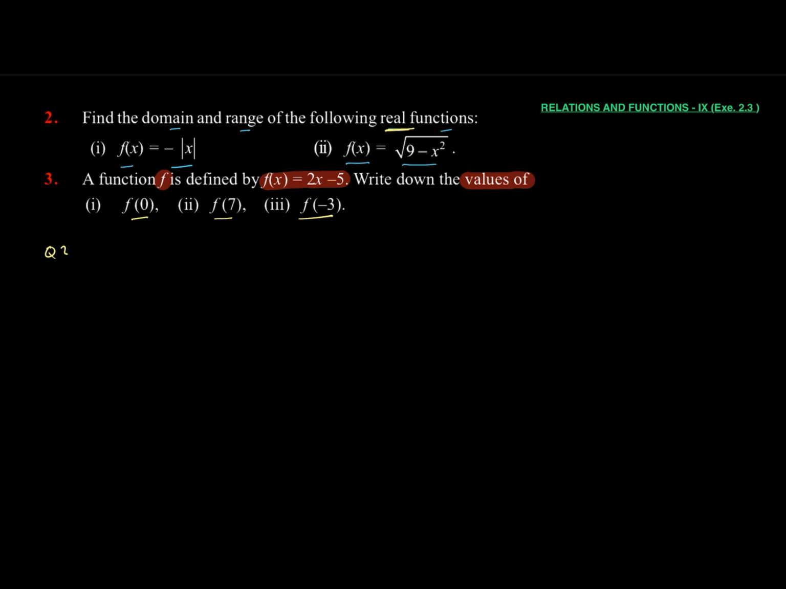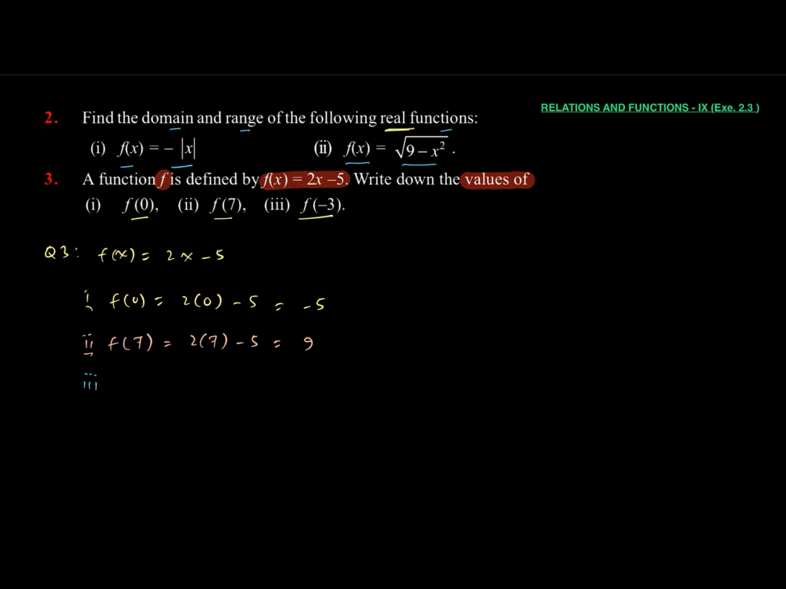So here in question number 3 we are given the function f of x equal to 2x minus 5. Now the first part is f of 0. So here we'll have to plug in the value of x as 0. So this will be equal to 2 times 0 minus 5 and that will be equal to -5. In part number two, we have value of x as 7. This will be equal to 2 times 7 minus 5 and this will be equal to 9.